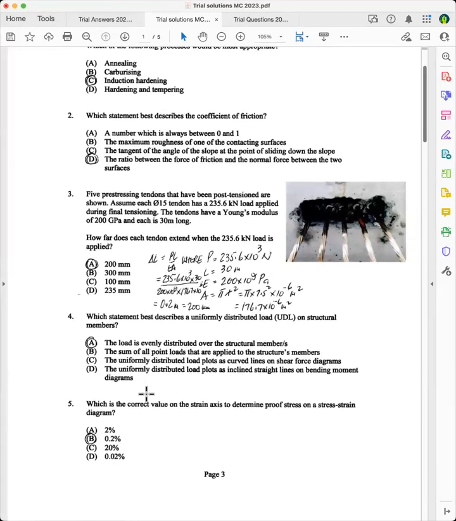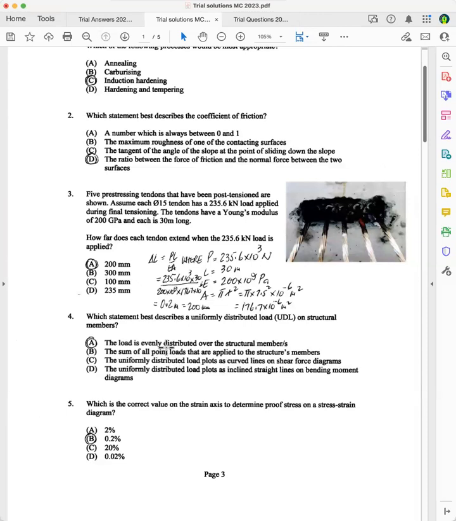Which statement best describes a uniformly distributed load on structural members? A UDL is a load that is evenly distributed, like they might be taking the mass or the load of the concrete beam into consideration for the calculation. Now, you only have to know about UDLs. You don't have to do any calculations on it. So A is the correct one. The load is evenly distributed over the structural members. There's no point loads.